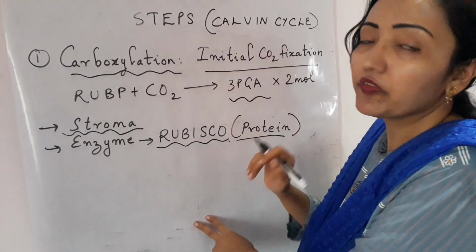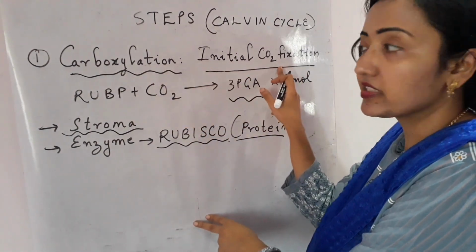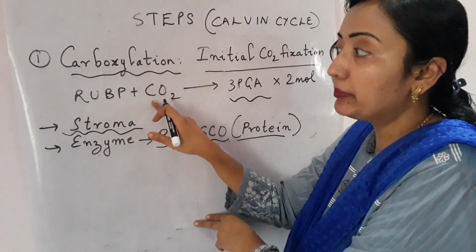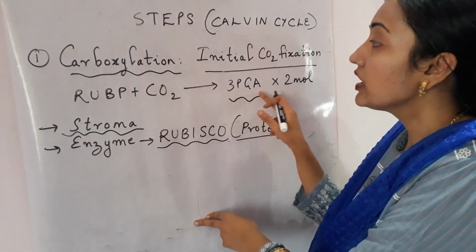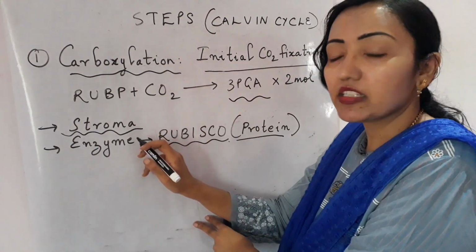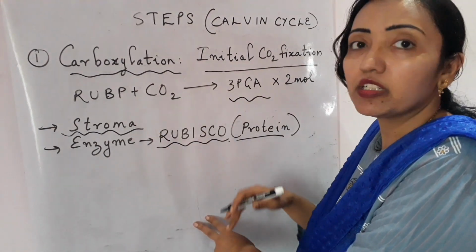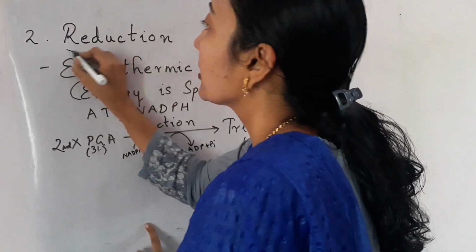So the first step of the Calvin cycle is carboxylation. It is the initial carbon dioxide fixation, where RUBP accepts carbon dioxide to form 2 molecules of 3-phosphoglyceric acid, 3-PGA. This process takes place in the stroma and the enzyme involved is Rubisco. The second step of the Calvin cycle is reduction.